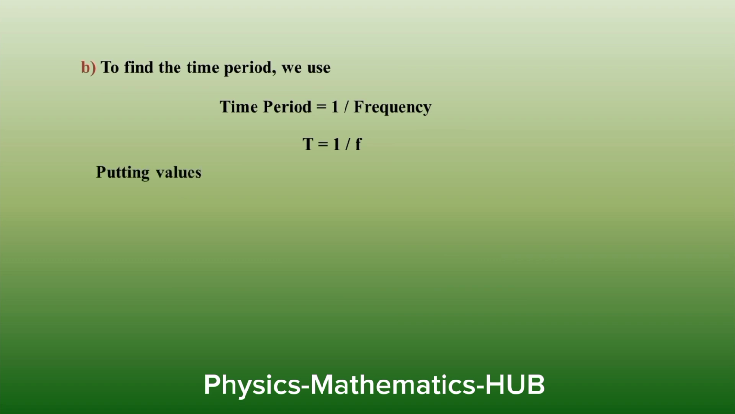Putting values, we get T = 1 / 50. Simplification gives T = 0.02 second. So the period of the propeller is 0.02 seconds, which means that it takes just 0.02 seconds for one full cycle.